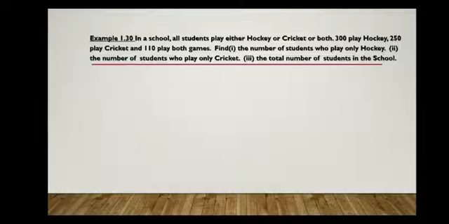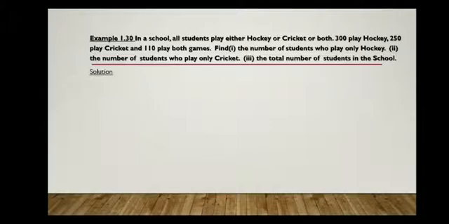So they have given that in a school all the students play either hockey or cricket or both. How many are playing hockey, how many are playing cricket and how many students are playing both games. What they are asking us to find is the number of students who play only cricket, the number who play only hockey, and the total number of students in the school. So how do we find these?